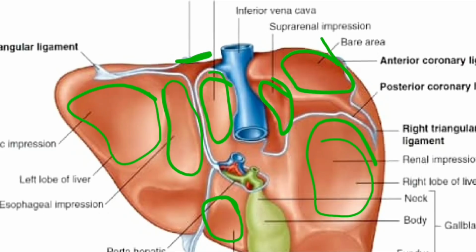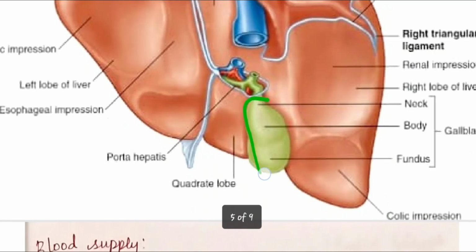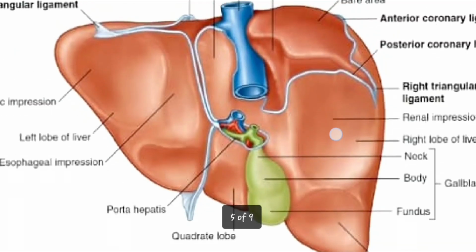This is the falciform ligament, which comes under the false ligament of the liver. Beside the falciform ligament, here you can see the left triangular ligament. Here you can see the fossa of gallbladder, where the gallbladder is located or related to the liver. So this is the posterior inferior surface of the liver.